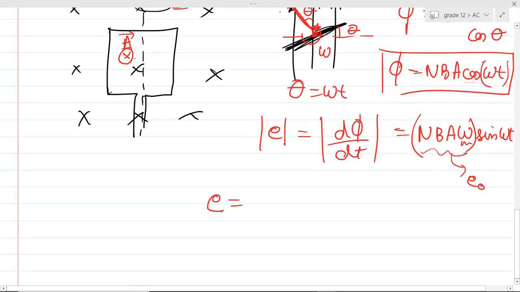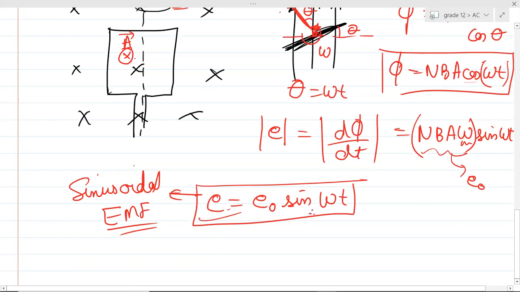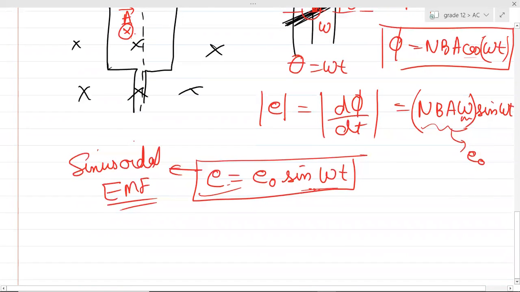So can you see this? E is equal to E naught into sine omega t. So what is this? Is this a sinusoidal EMF? Yes or no? And if you connect this sinusoidal EMF in a circuit, then the current which flows will flow according to this only. So when this changes its direction, automatically the current also changes its direction. So you understood how exactly sinusoidal AC is generated, right? Yes or no?